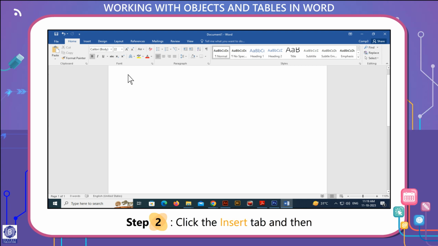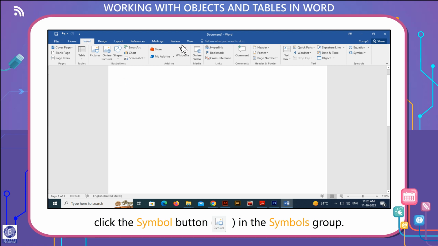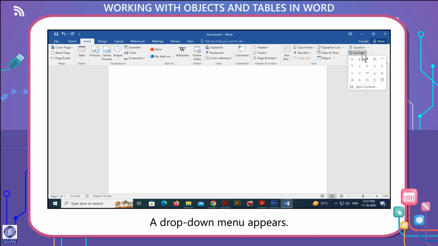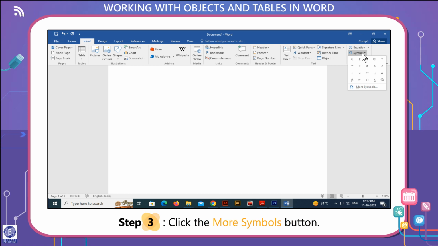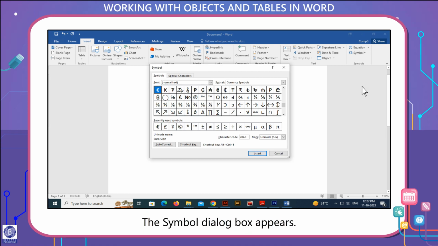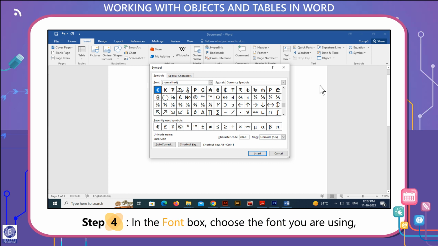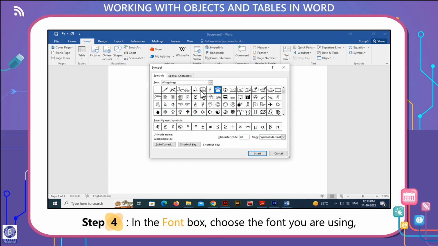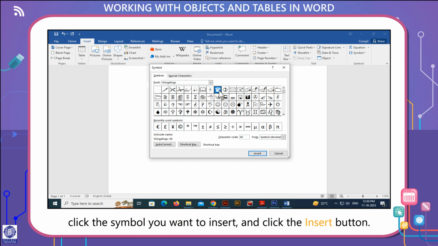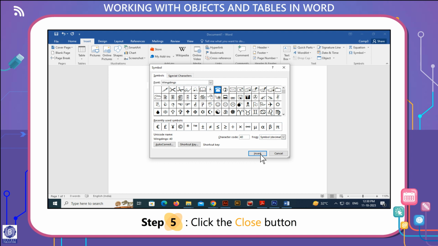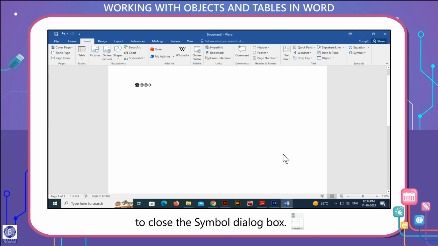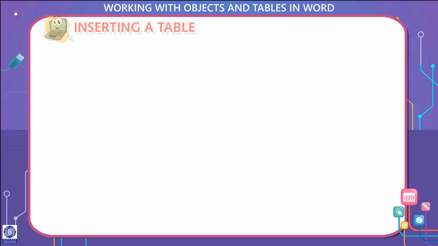Step 2. Click the Insert tab and then click the Symbol button in the Symbols group. A drop-down menu appears. Step 3. Click the More Symbols button. The Symbol dialog box appears. Step 4. In the Font box, choose the font you are using. Click the symbol you want to insert and click the Insert button. Step 5. Click the Close button to close the Symbol dialog box.